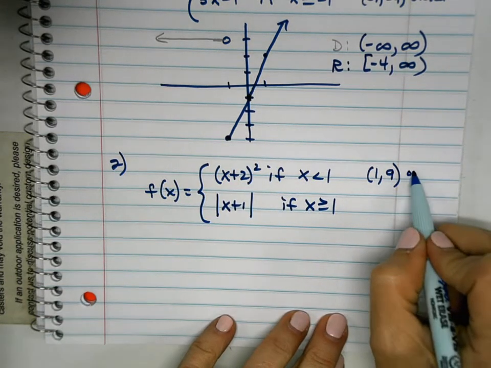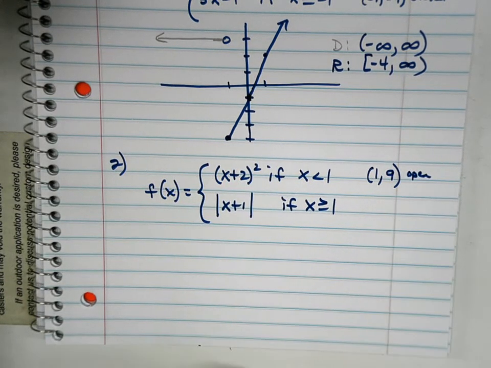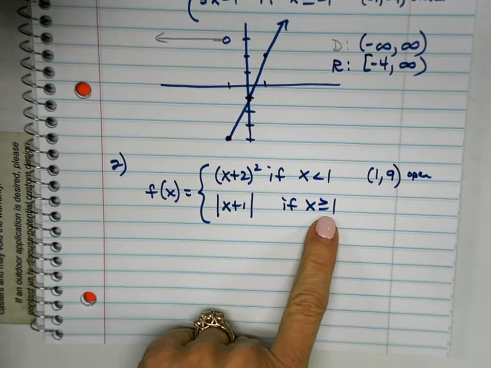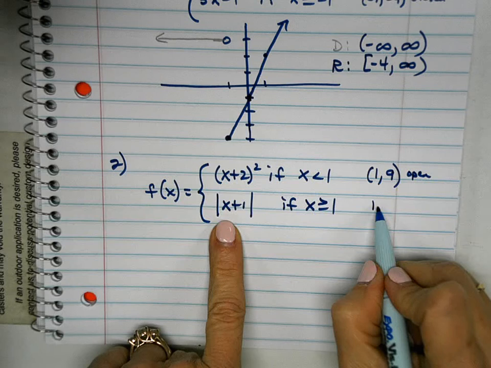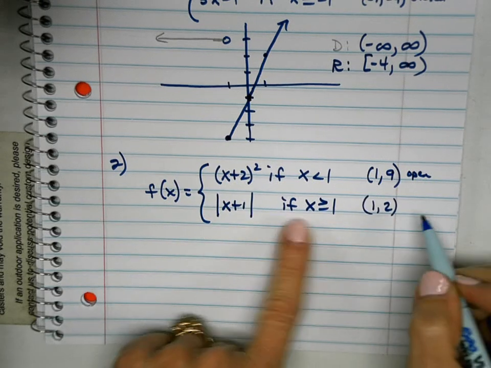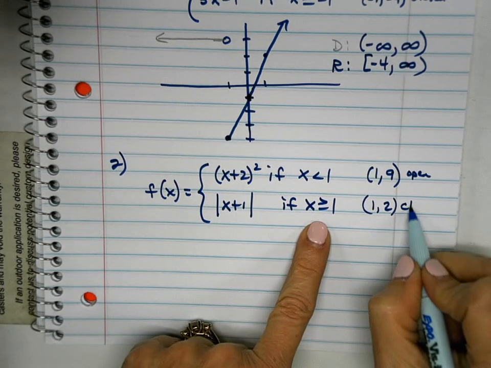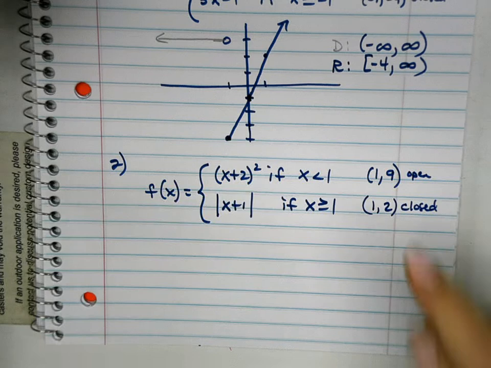Open, right? So I'm going to make note of that. That's one of the first things I'm going to sketch. Okay, then I'm going to plug 1 in here. 1 plus 1, absolute value 2, right? Open or closed? Closed. Okay, so these are two of the significant points.